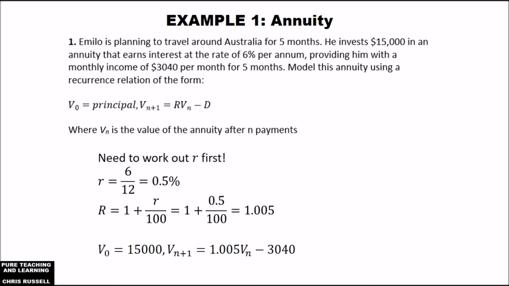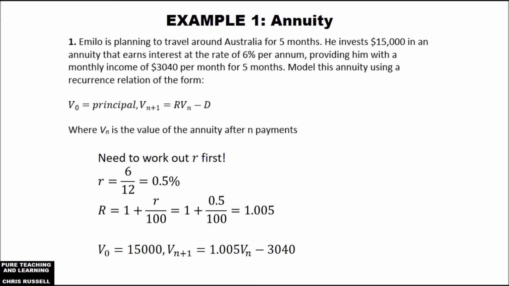So first we have to work out the rate. We need to work out the rate per month. So we know that it's 6% per annum, and there are 12 months in a year, so therefore 6 divided by 12 equals 0.5, and it's as a percentage.